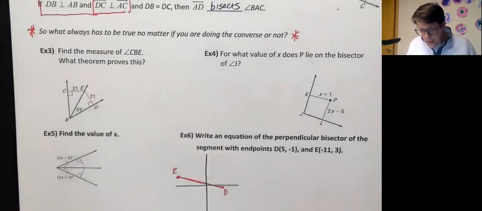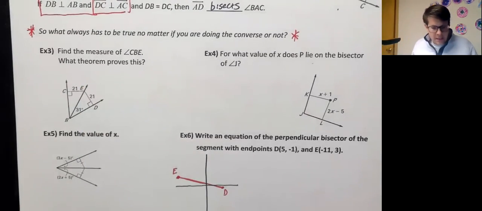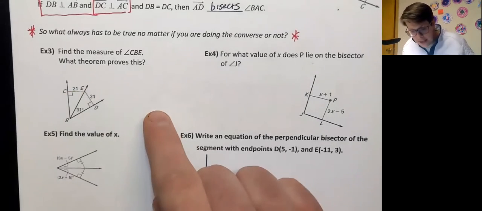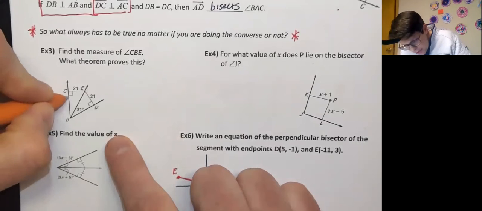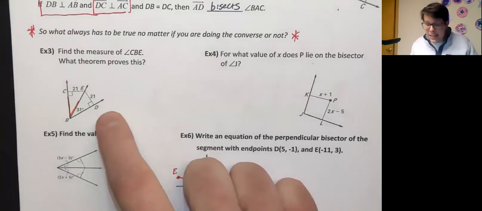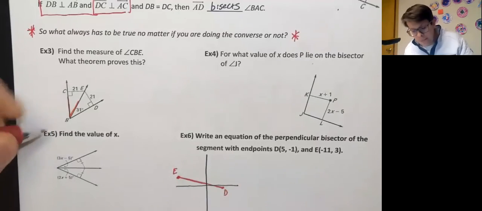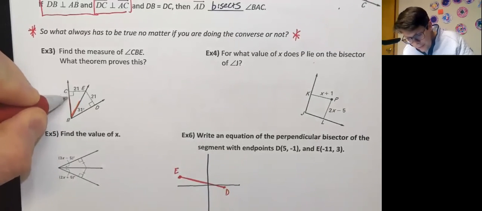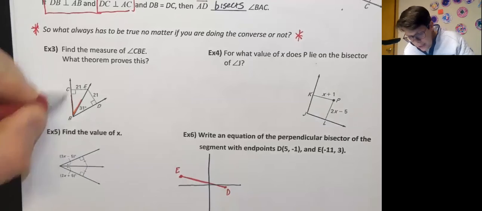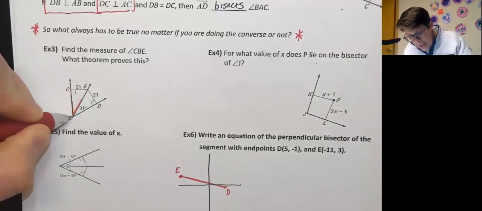So example number 3 right here is going to be another one where you're finding the measure. I'm looking to see if I can find the measure of CBE. So CBE is going to be this smaller angle right over here. It looks like it hasn't been bisected, but it was formed by the bisector. So I'm guessing that we started off with angle CBD right here, and then it got bisected by ray BE.